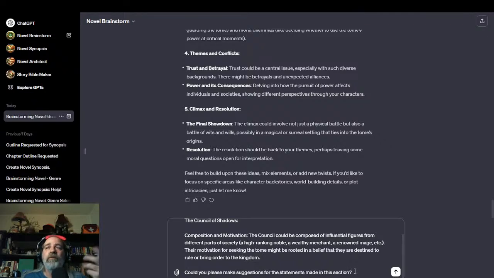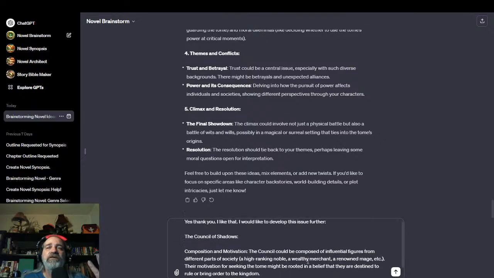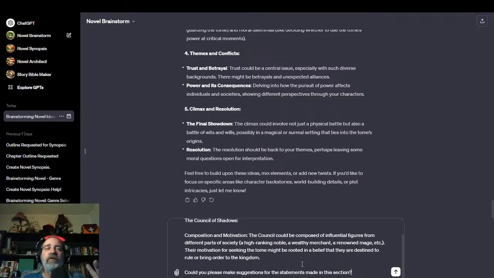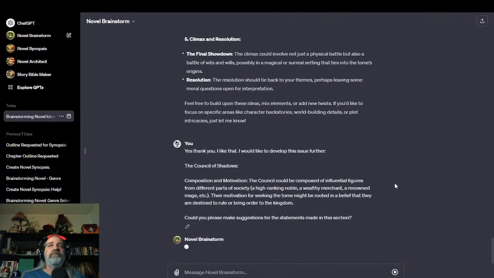And I've told it to make sure to state whatever it does to follow the author's vision. And so we're not really giving it a vision. So whatever it's coming up with, it's going to be whatever it comes up with. But I'm going to say, could you please make suggestions for the statements made in this section? And we'll see what it says.